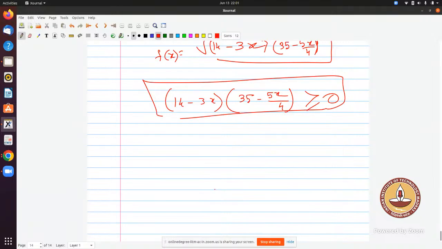Yeah, because it will become complex then. Right. So for all such x for which whatever is under the square root is greater than 0, only then will the function be defined. And that is what your domain is, where the function is defined.